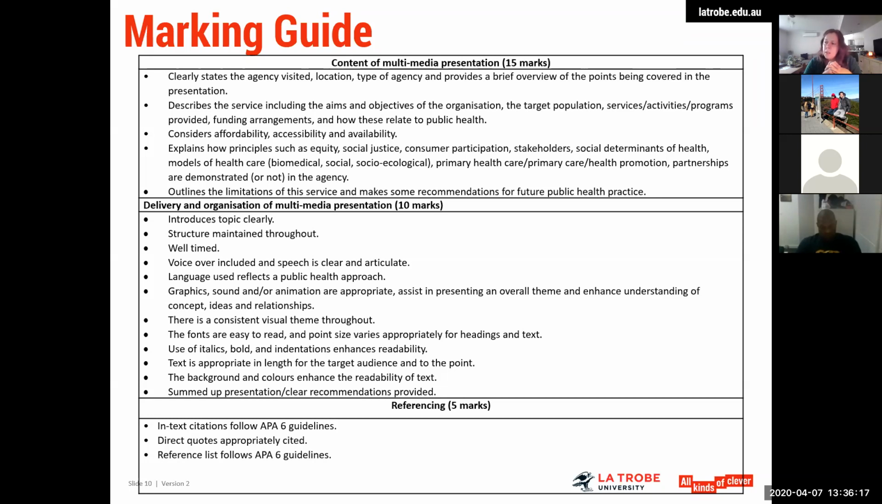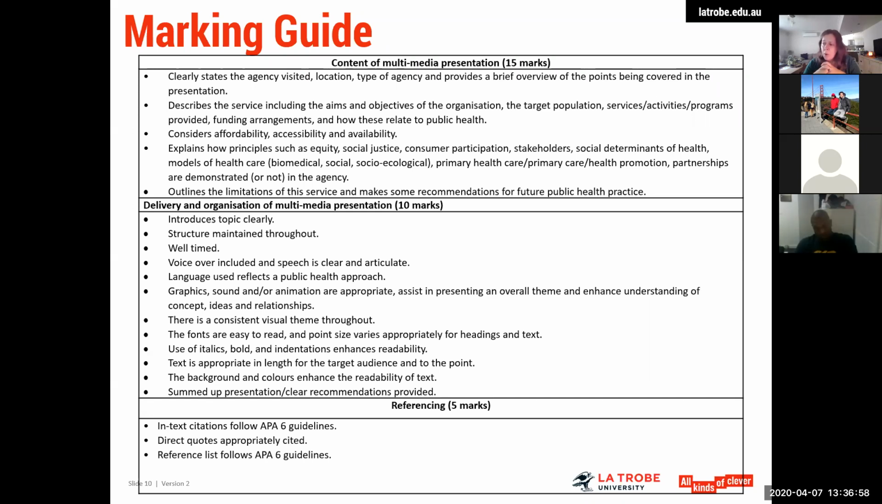We want to see a consistent visual theme throughout. So if you're going to do a PowerPoint like what I've done here, just make sure that's consistent. Your colors, your fonts, etc., are the same throughout. We wouldn't want you changing the format or the layout or the theme on each slide. So keep it consistent, keep it professional looking. Fonts need to be easy to read and your font size should vary appropriately for headings and text. You can use things like italics, bold, indentation, provided that is actually enhancing the readability of your information.